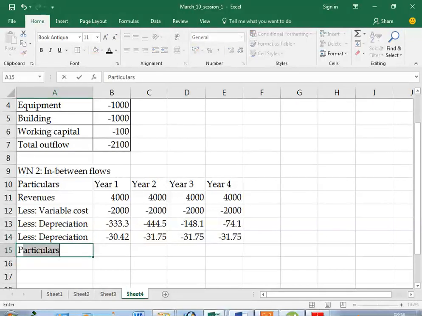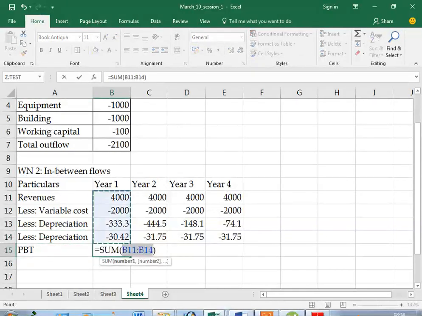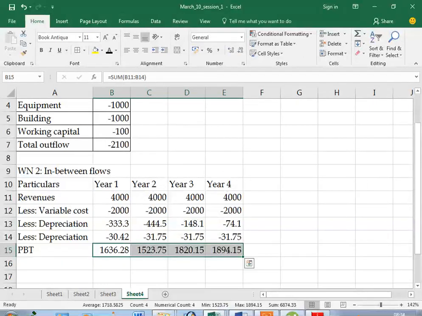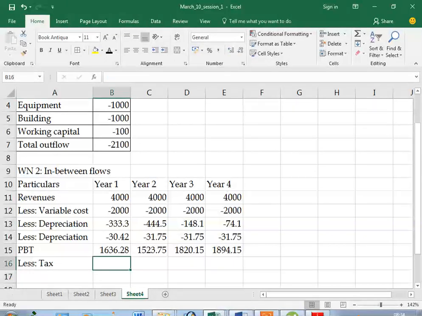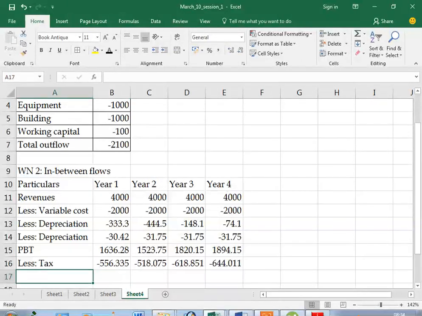We get PBT, less tax. What is the tax rate? 34%. This is my tax figure.